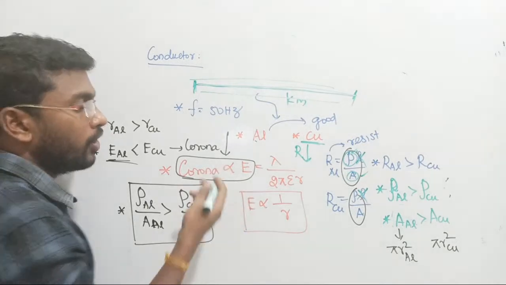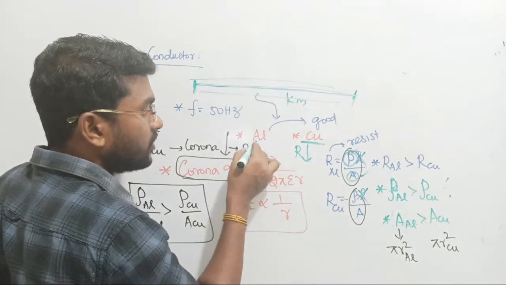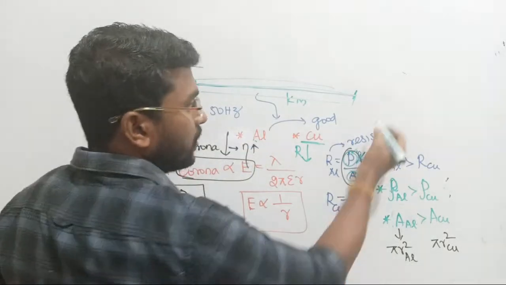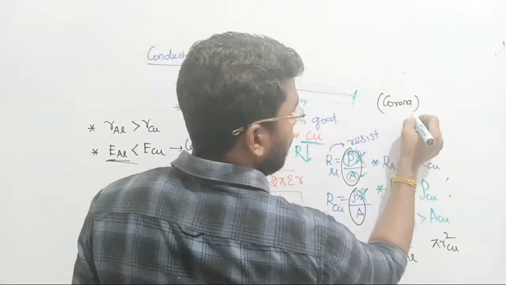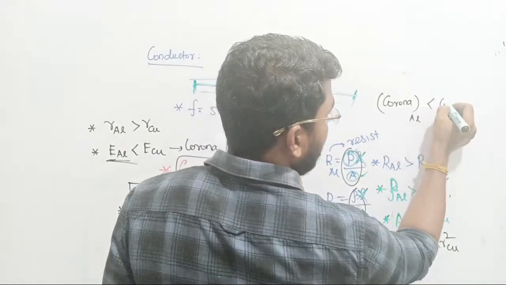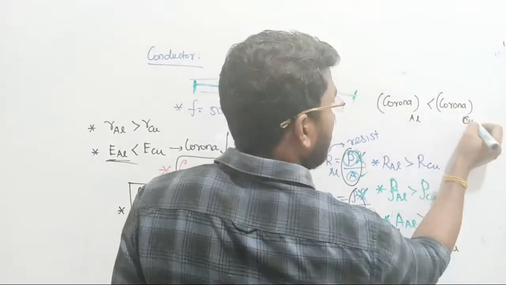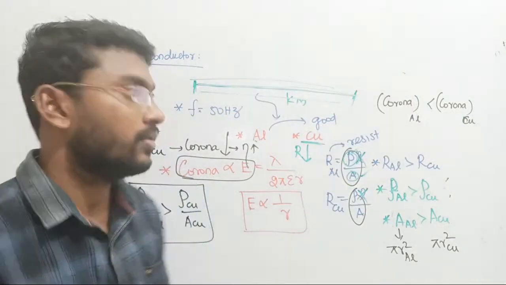From the corona loss point of view, the corona loss will be reduced, followed by the efficiency of the transmission line being improved. So the conclusion is, first thing, now you can write this statement directly: Sir, corona loss offered by the aluminium metal is less than the value of corona loss offered by the copper. You don't need to memorize this sentence, just remember it.